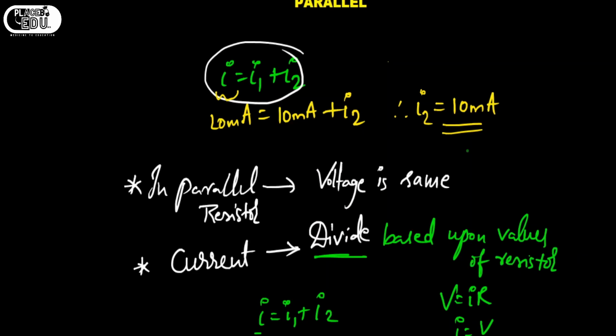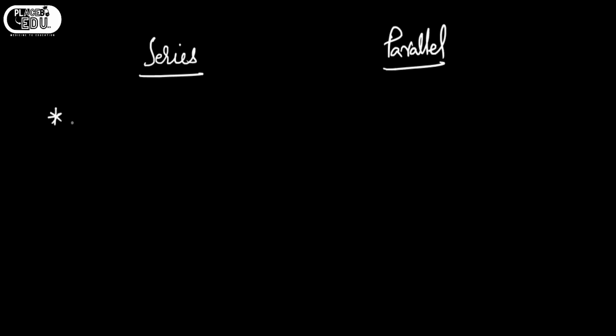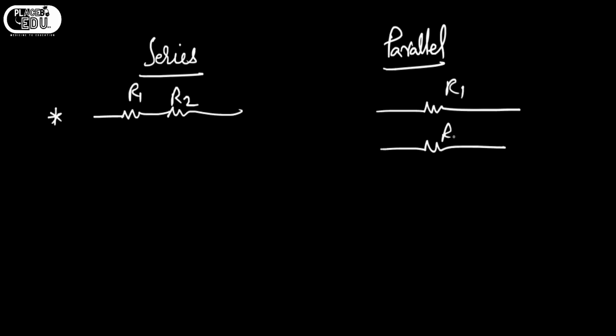Okay, I have discussed both series and parallel combinations, right? So what will be the difference between those two? I'm going to show you now. Okay, so first one, series and parallel. Okay, series. For series, R1, R2, right? And parallel, R1, R2, right?